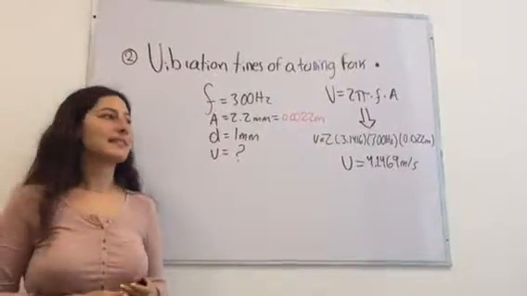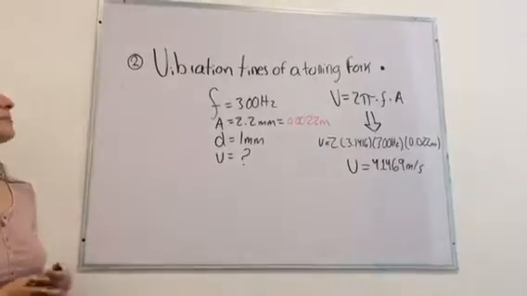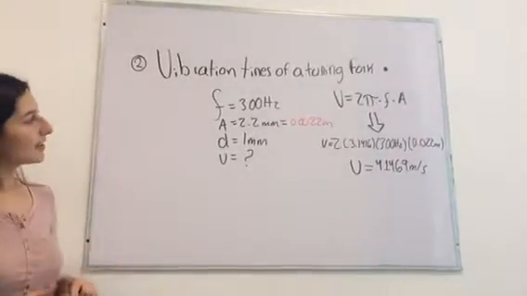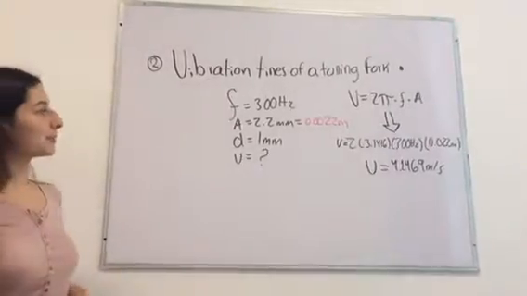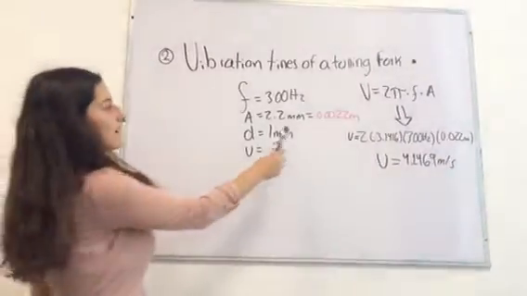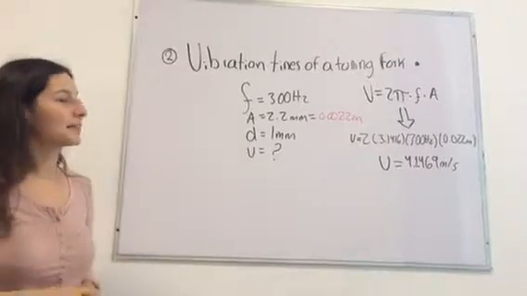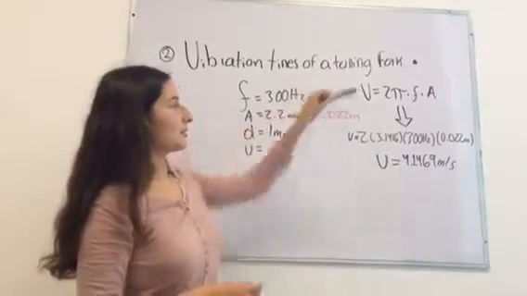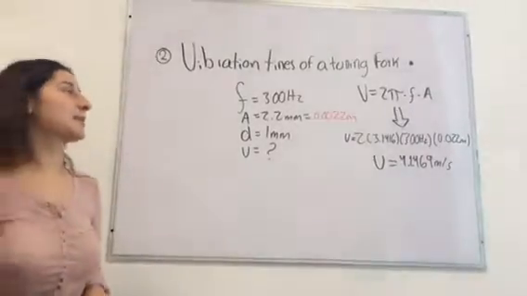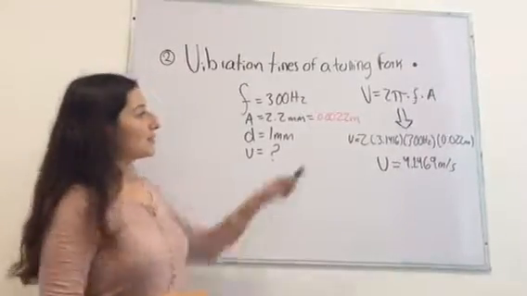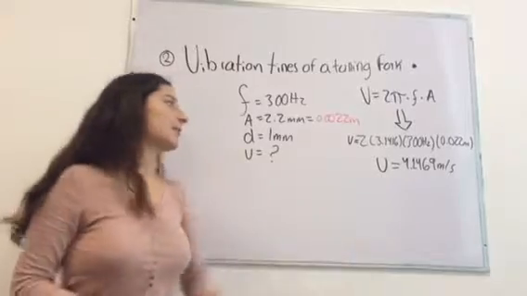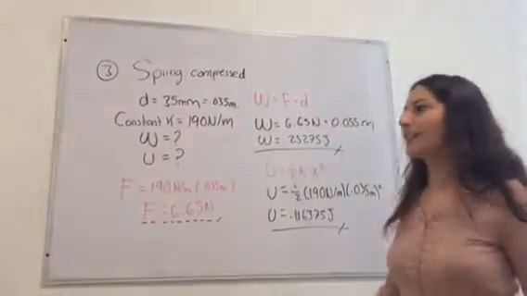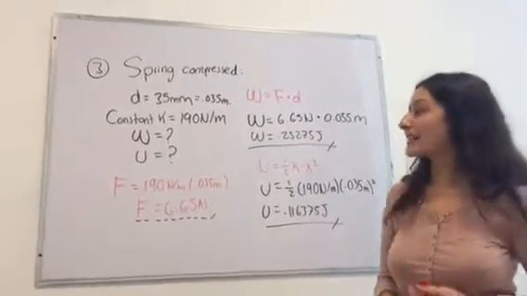The second problem says that we have to find the velocity of the vibration of a tuning fork, and they give us a frequency of 300 hertz and the amplitude of 2.2 millimeters. So first we have to convert these millimeters to meters, 0.0022 meters. And then we use the formula for velocity equals 2 times pi times frequency times amplitude. We substitute the values and we get the result 4.1469 meters per second.